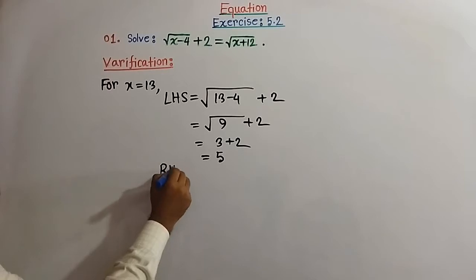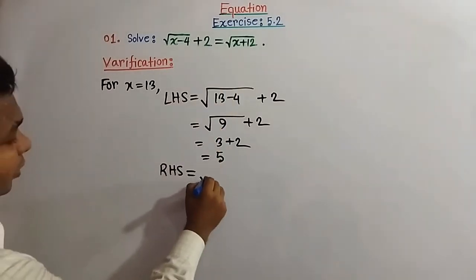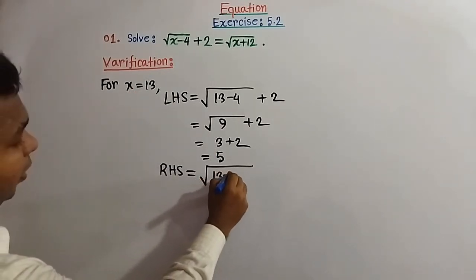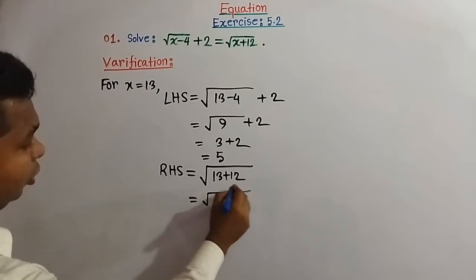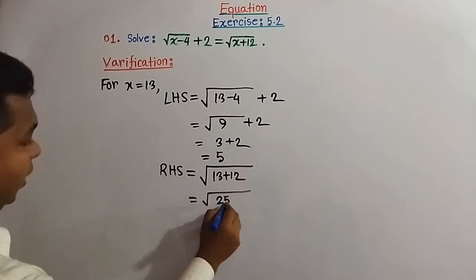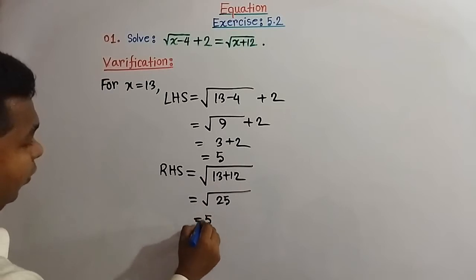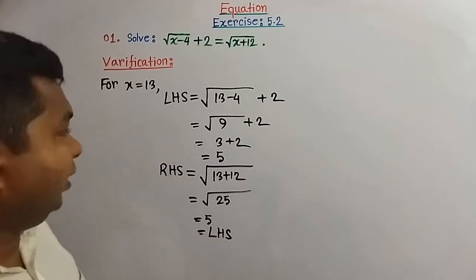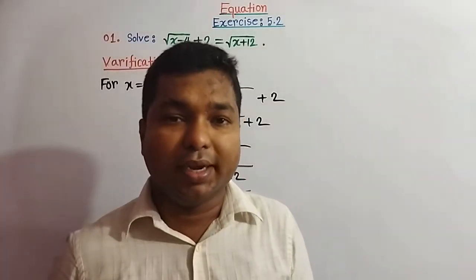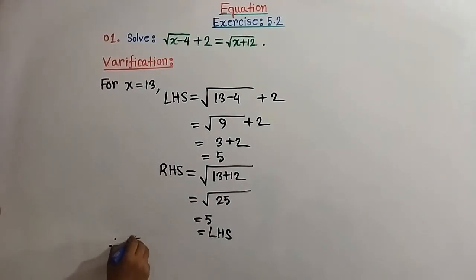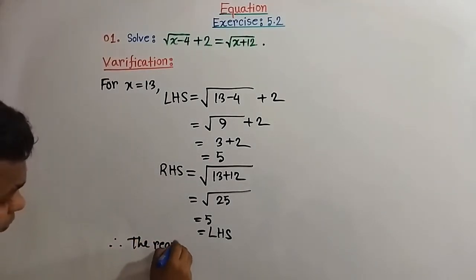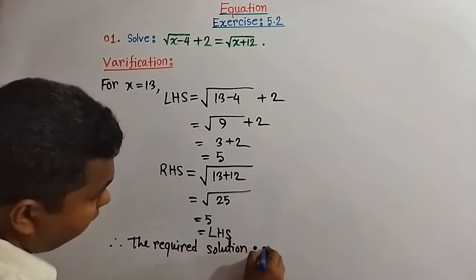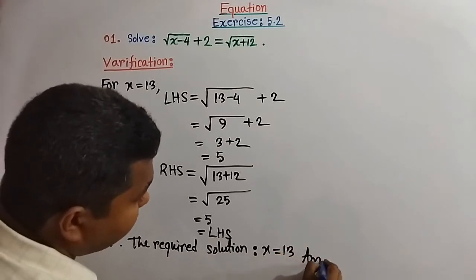Now the right hand side. Here the right hand side is square root of x plus 12. Here x equals 13. So square root of 13 plus 12 equals square root of 25. Square root of 25 equals 5, which is equal to the left hand side. So x equal to 13 satisfies the given equation. Therefore the required solution is x equal to 13, and this is our required answer.